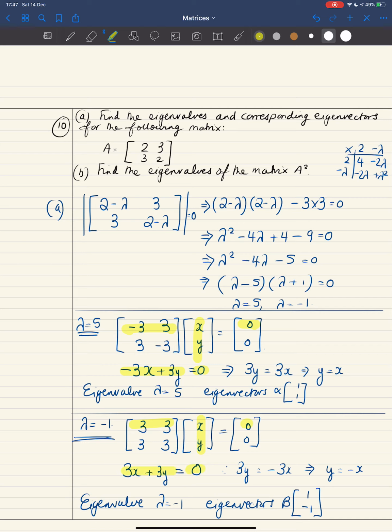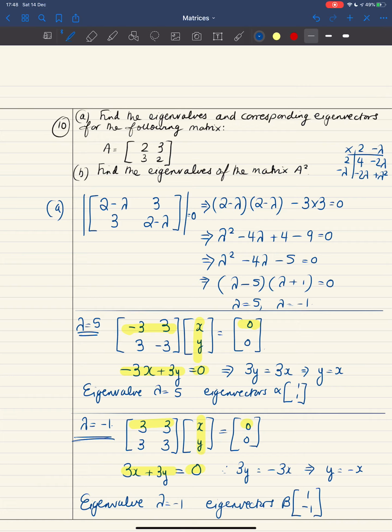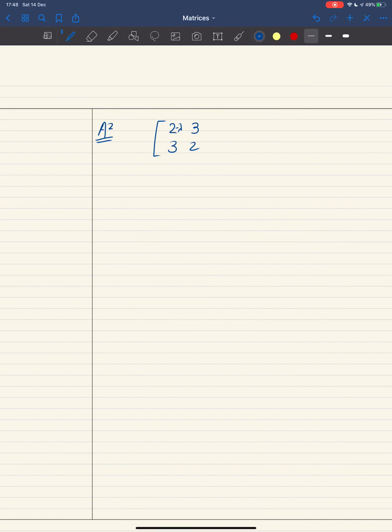Right, so the eigenvalues of the matrix A squared, 2, 3, 3, 2. So this is the A squared. There is a quick way of doing this. Let's do A squared first of all, but you'll see it. I'll do it once, then you'll see it.